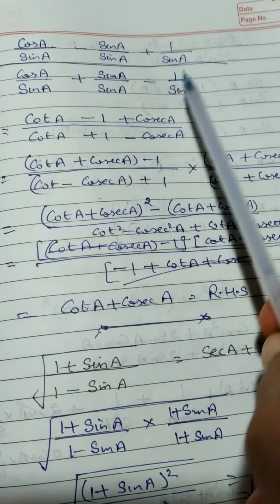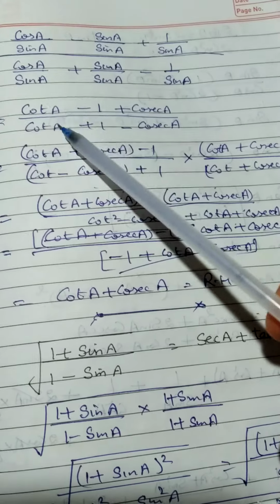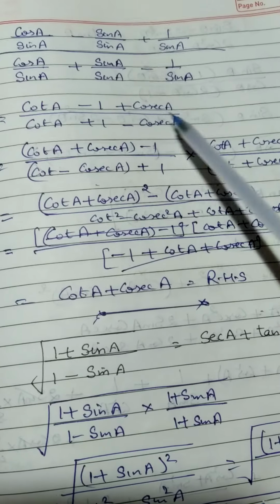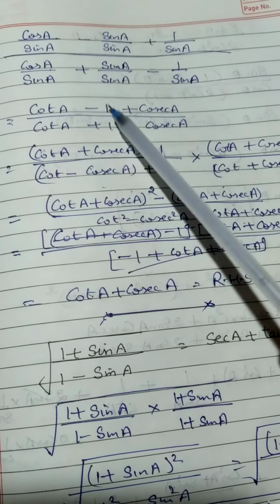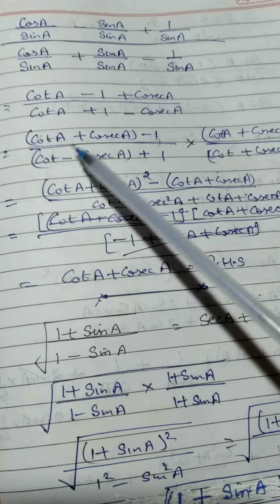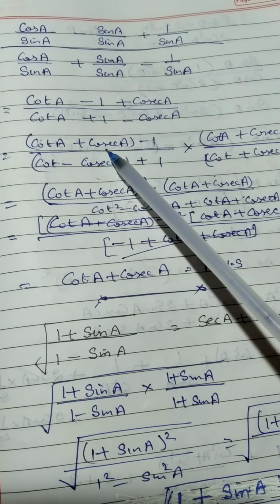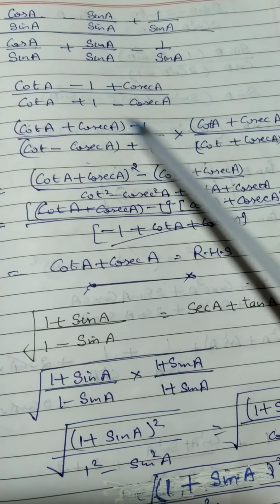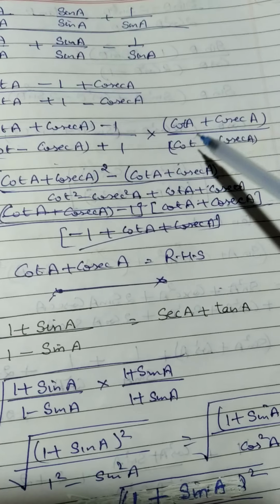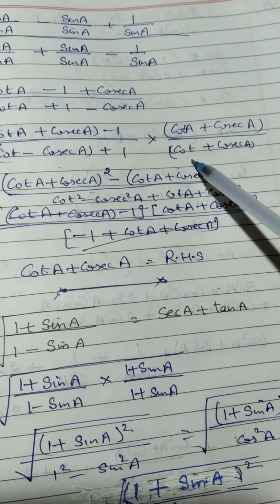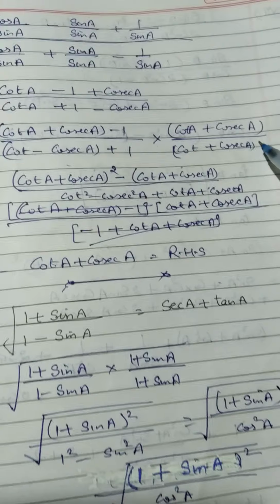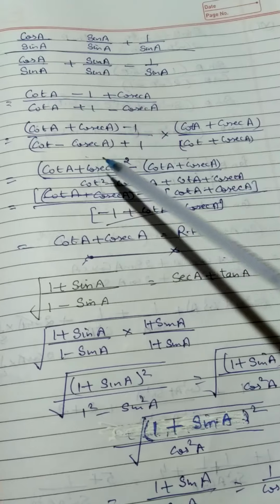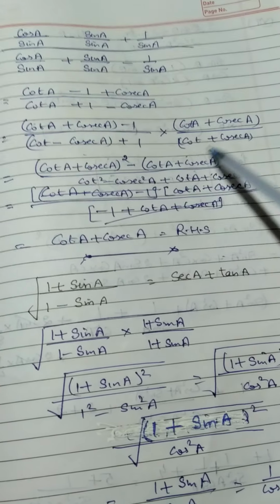minus 1 upon sin a. It is cot a, and it is minus 1 plus 1 upon sin a, which is cosecant a. It is cot a, it is plus 1 minus cosecant a in the numerator, and cot a plus cosecant a minus 1 in the denominator. I have taken cot a and cosecant a together, and minus 1 on the one side. Now it is (cot a plus cosecant a) upon (cot a minus cosecant a plus 1). We have multiplied and divided by cot a plus cosecant a, because here is the minus sign.